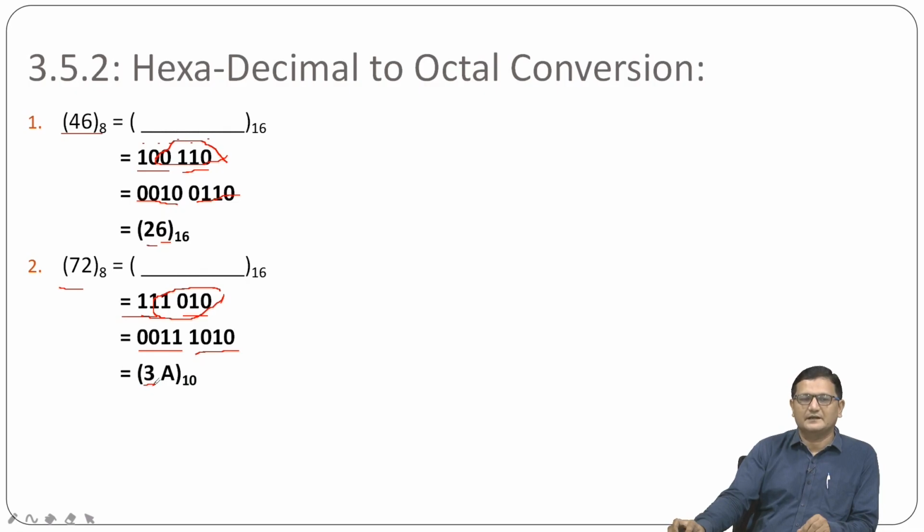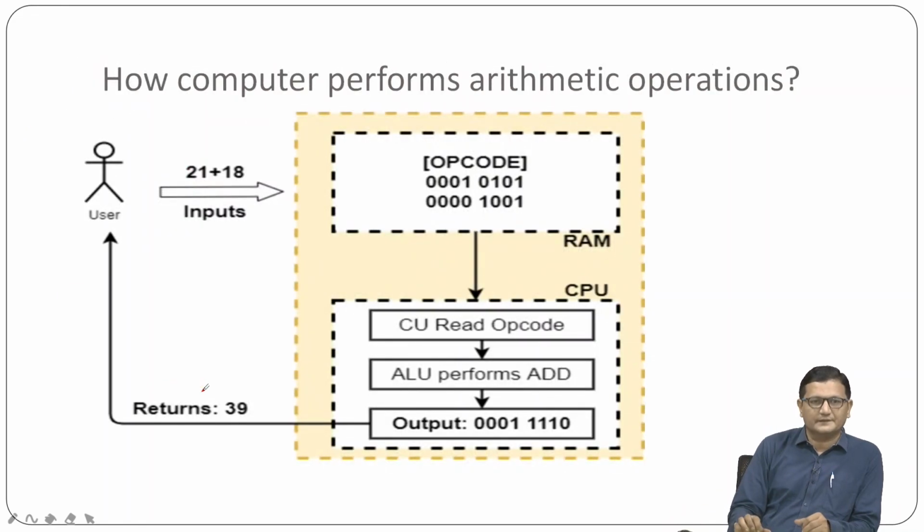0011, it is a binary of 3 hexa, right? 1010, it is actually binary of 10, but 10 we are writing by symbol A, right? So this is again a hexadecimal number of the given number, right? This is not 10, this is 16. Okay. Now see, we will just try to understand how actually the computer is processing the thing, right?